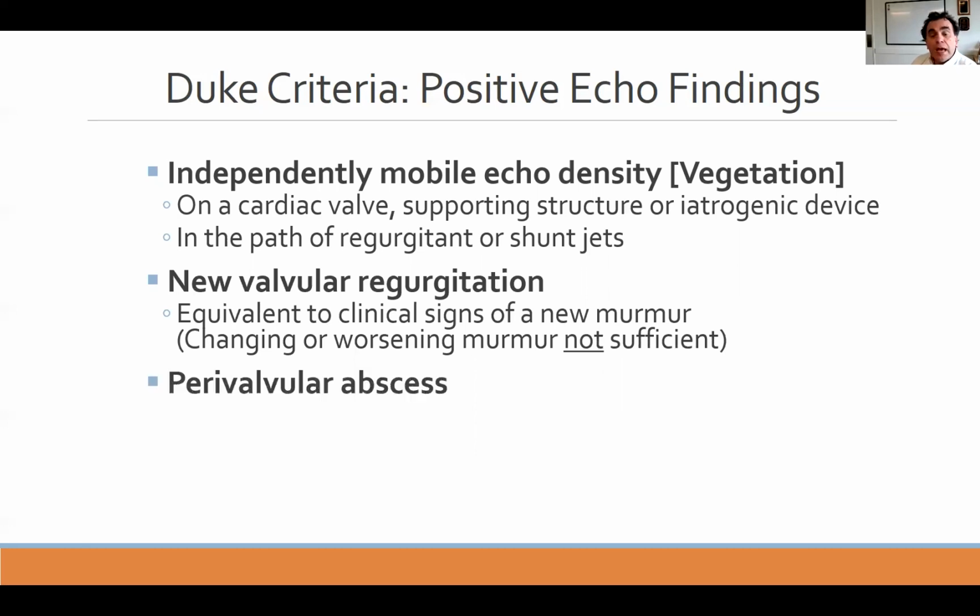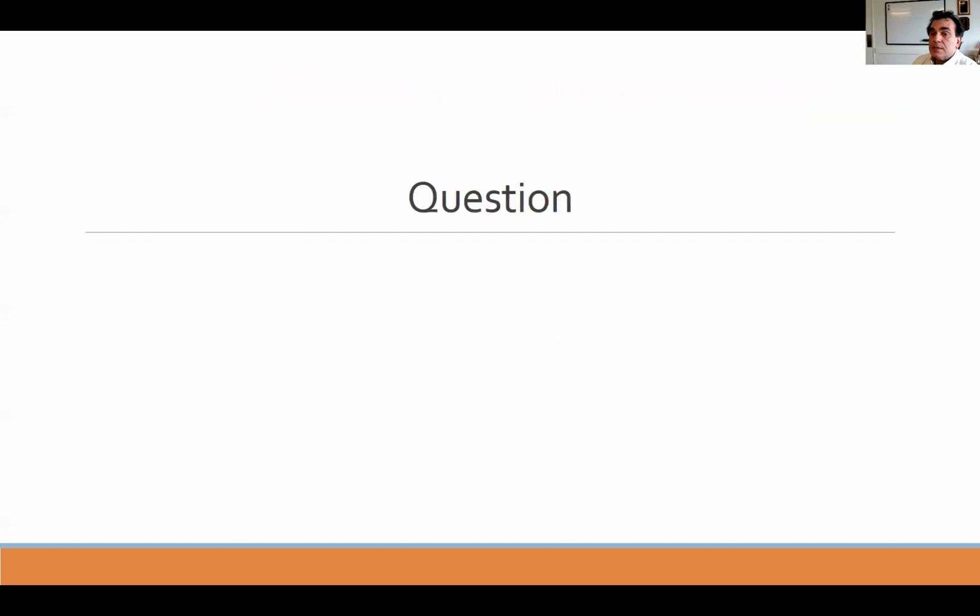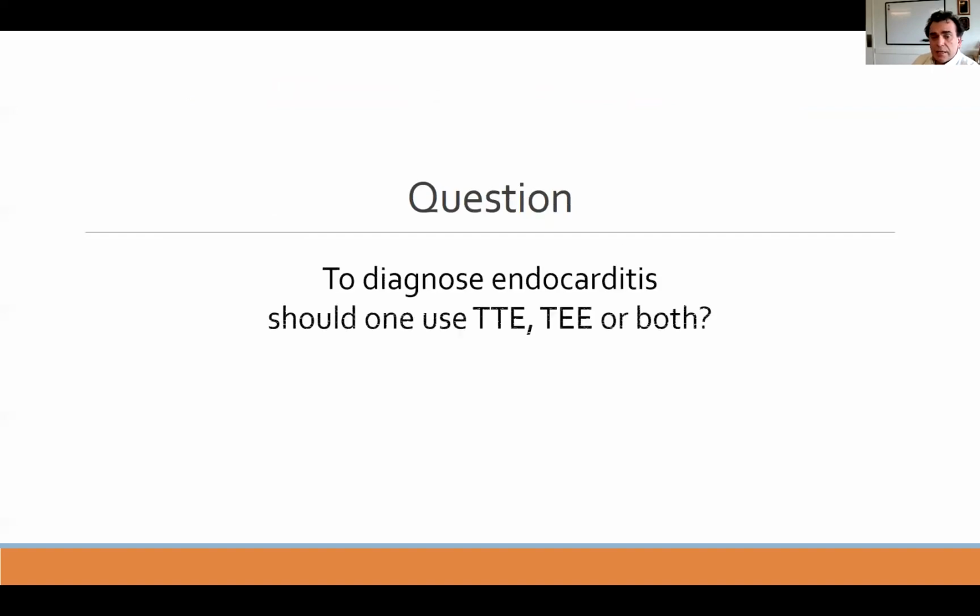Finding of a paravalvular abscess is one of the major criteria for positive echocardiographic findings to establish the diagnosis of endocarditis. And finally, the fourth major criterion is a new prosthetic dehiscence. Now let's ask a question. To diagnose endocarditis, should one use transthoracic echocardiogram, transesophageal echocardiogram, or both?